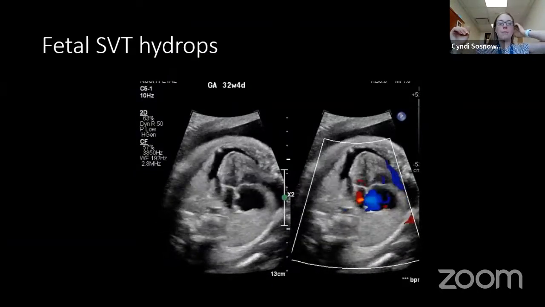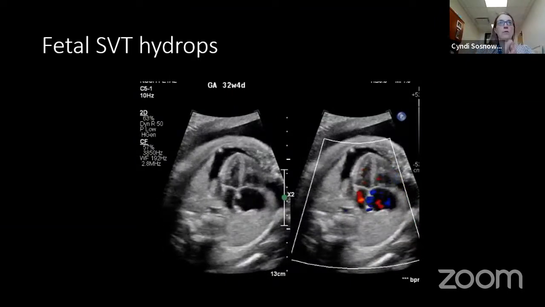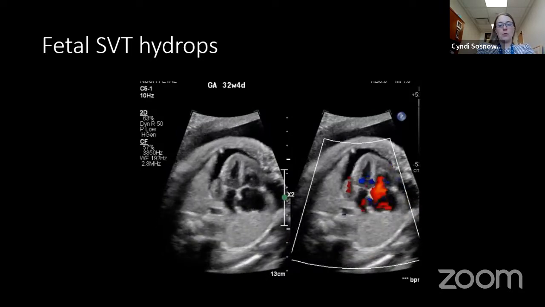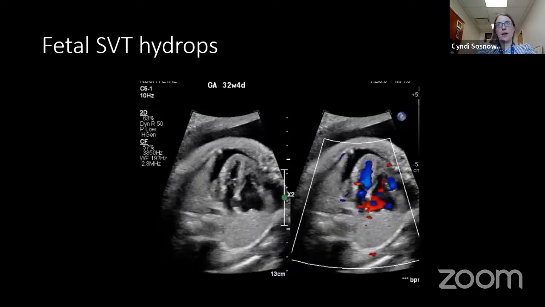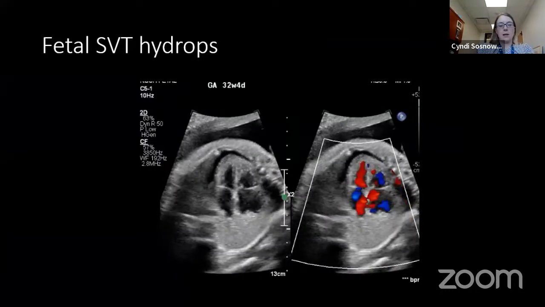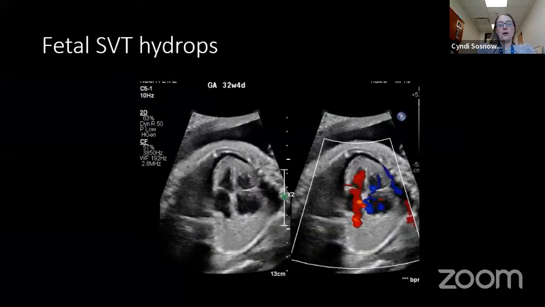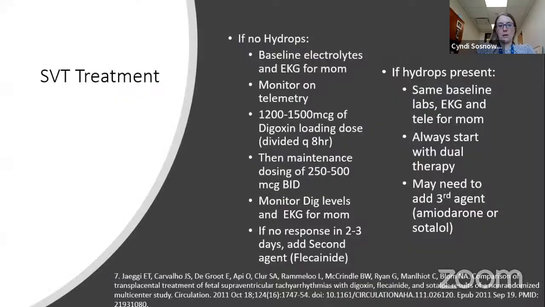So this patient, due to the hydrops and the difficulty of treating a fetus with hydrops, we actually sent to our colleagues over at Lurie Children's for a couple of different reasons. Number one, they have an electrophysiology team. Unfortunately, we don't on campus. And these are patients that will require significant therapy, as I'll show you here.